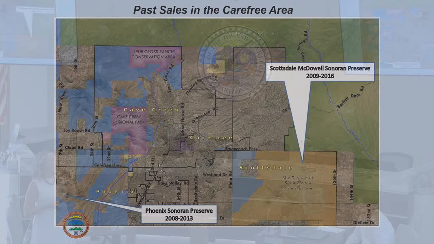Scottsdale passed a municipal bond election to purchase that McDowell-Sonoran Preserve land, and so they used that bond funding to purchase it. Similarly, the city of Phoenix had, I believe it was a bond, I'm not quite sure how they funded that, but they purchased land within the Sonoran Preserve from us as well. So that land goes fee title over to those agencies, and they purchase that at auction.